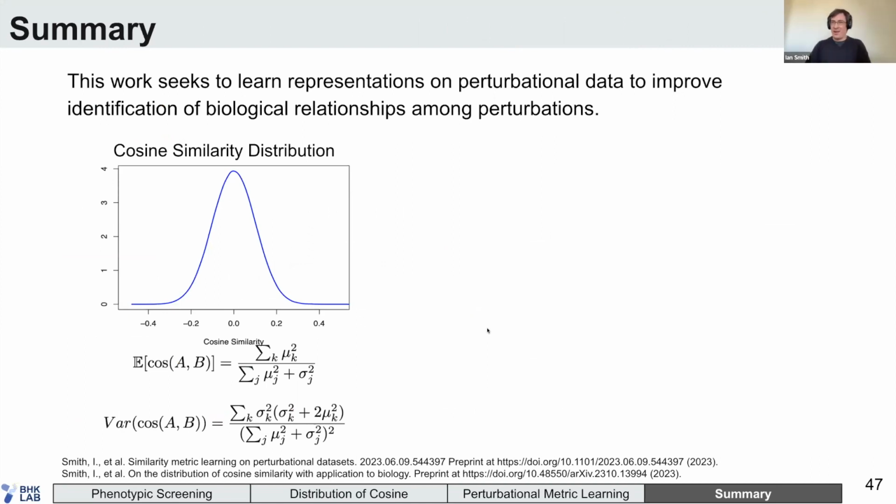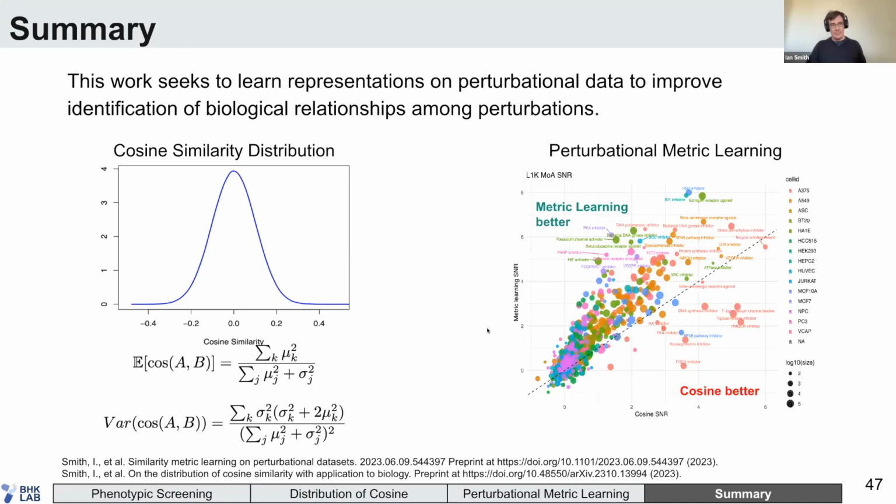Yeah. So to summarize, sorry, I ran quite a bit over where I expected, but the thrust of my research is to learn representations on perturbational data that can help us discover more interesting things. We have a theoretical approach where we understand how cosine similarity depends on the data and how to find and identify the properties of interesting representations. And then perturbational metric learning is a very practical method for learning a new similarity function that, hopefully, and as far as the evidence shows, results in improved identification of biological relationships.